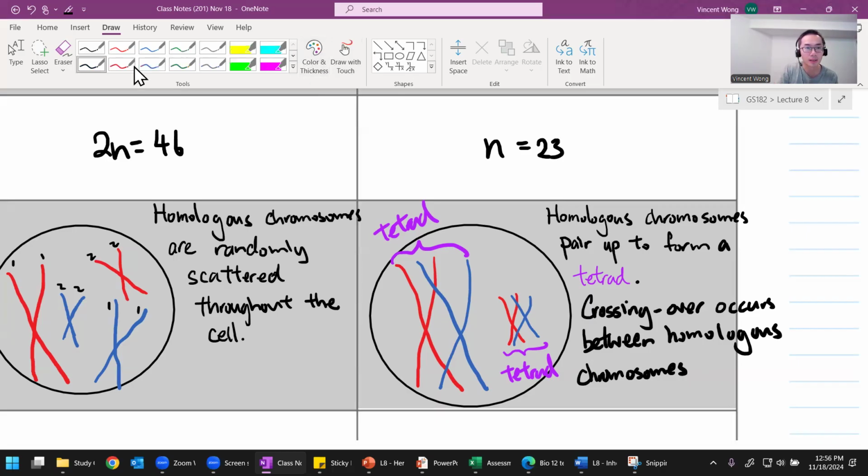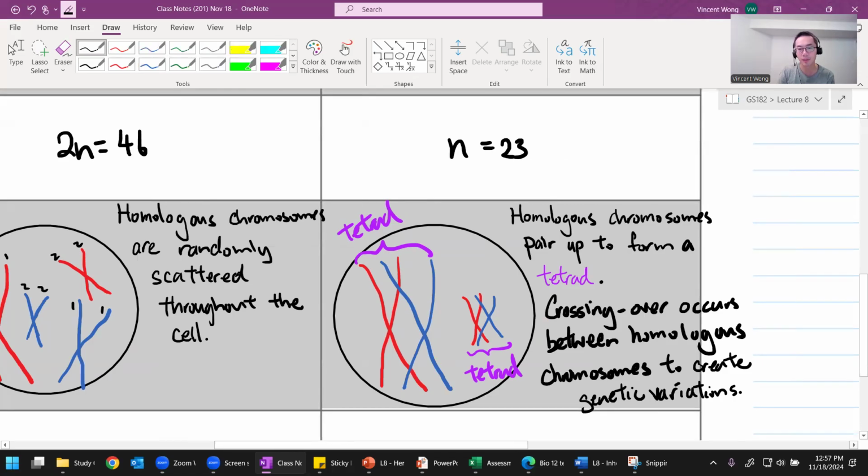This is too thick. To create genetic variation. I'll explain. Just copy it down first.